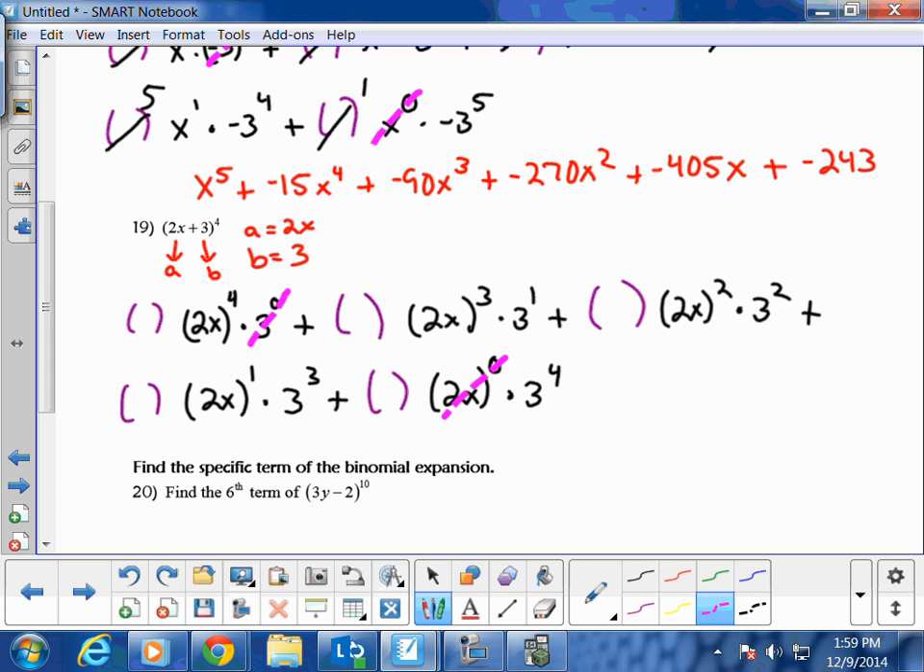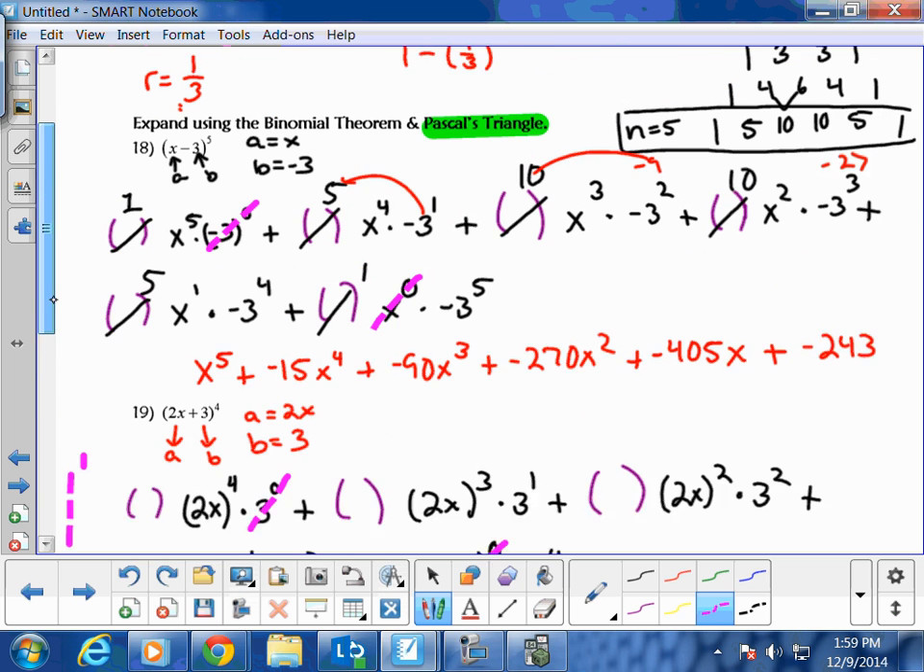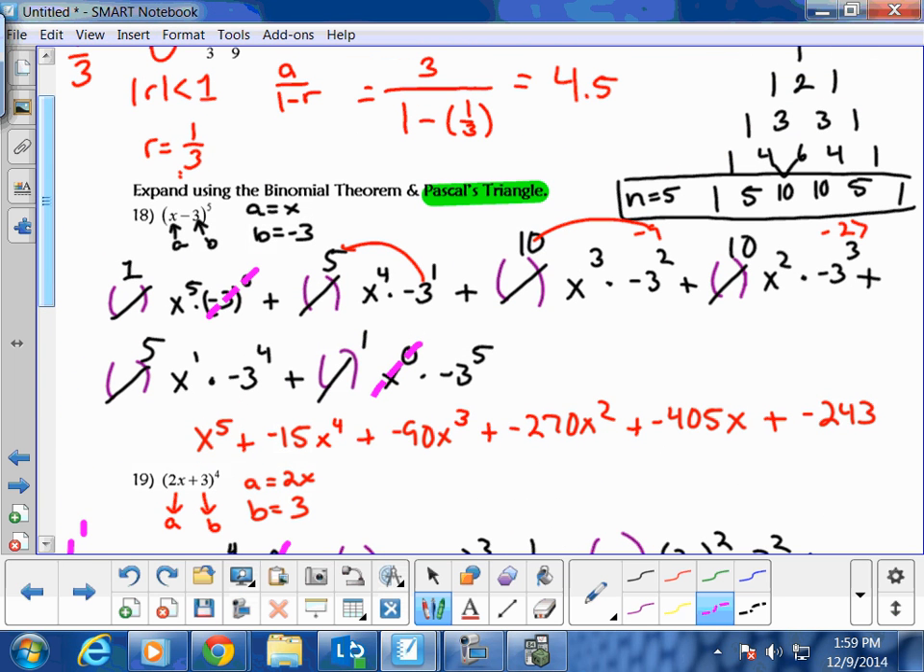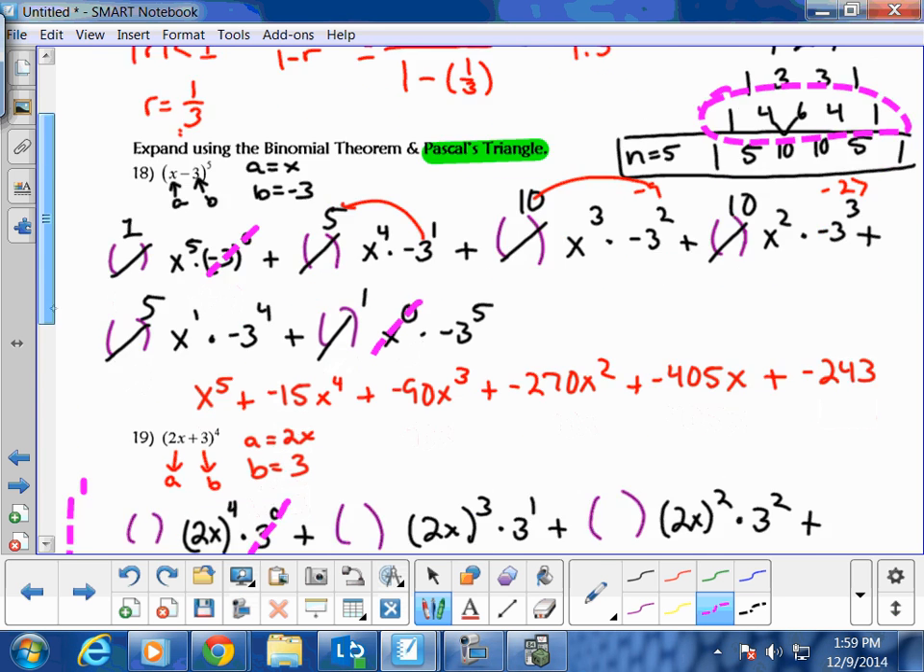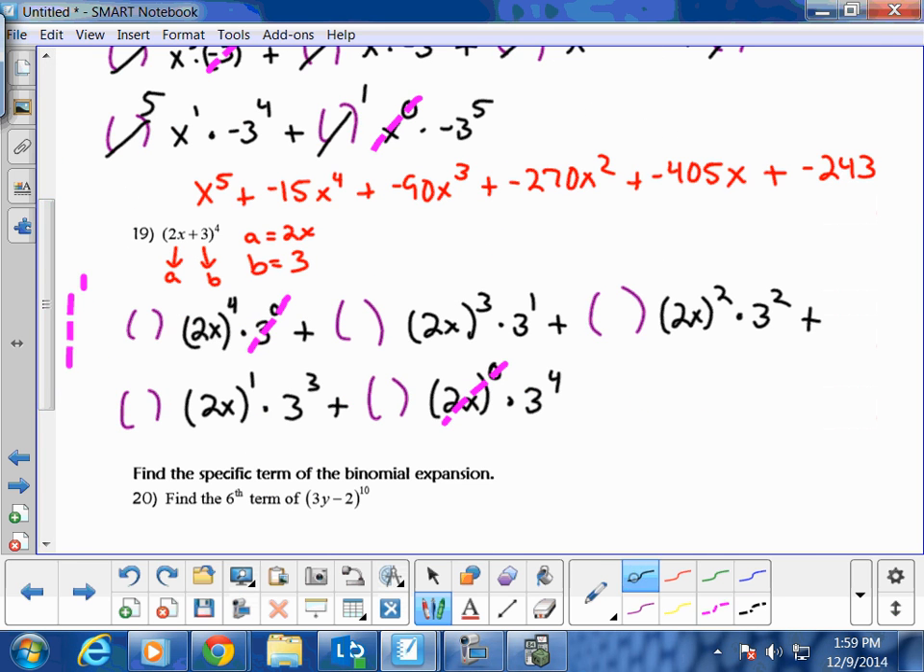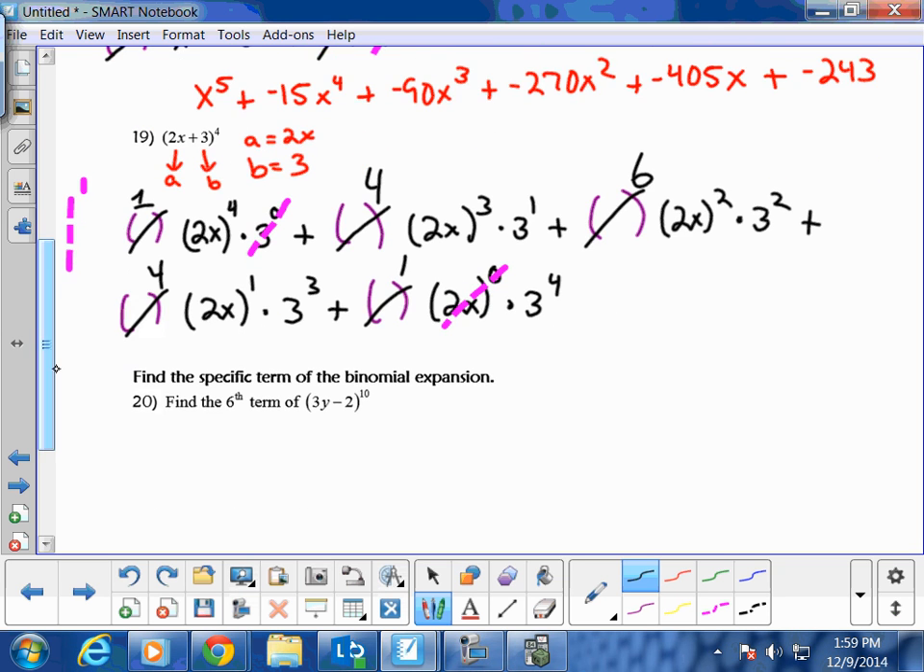So from here, let's use Pascal's triangle. Now, I already have Pascal's triangle set up. So I'm just going to look at n to the 4th, which is the one right below it. So I'm going to look at this and say, okay, I got 1, 4, 6, 4, 1, which means that this is 1, 4, 6, 4, and 1. And all I need to do from here is just simplify this. Now, there is something that's going to occur here.